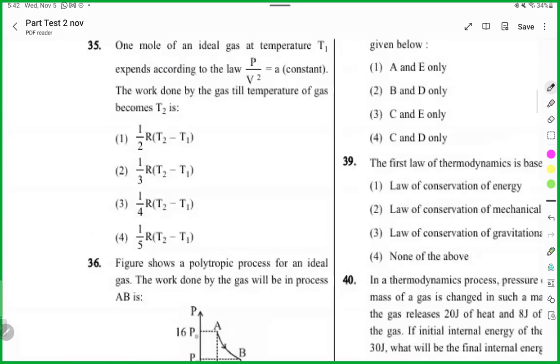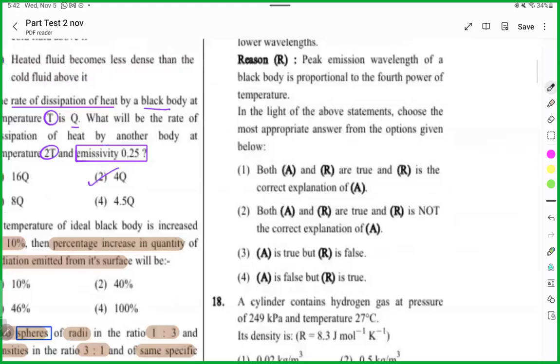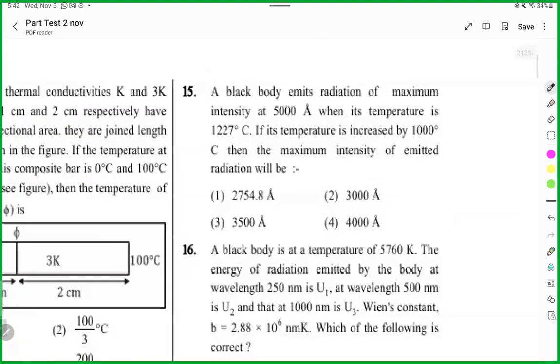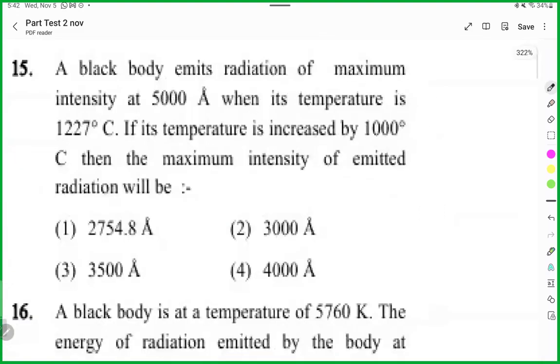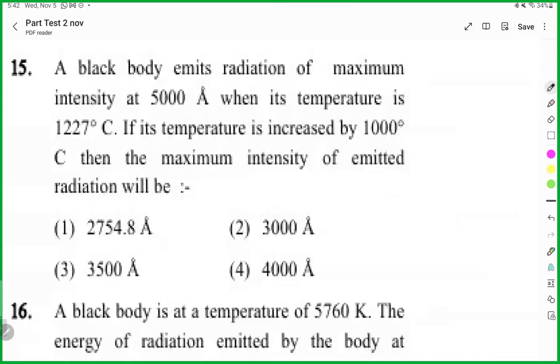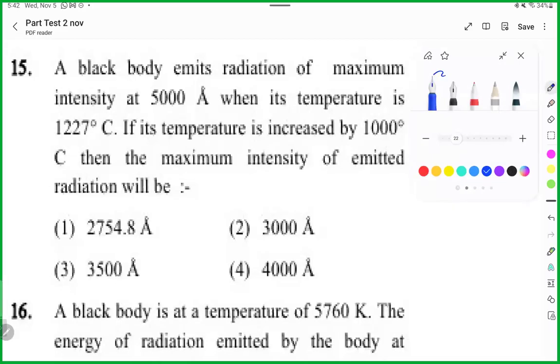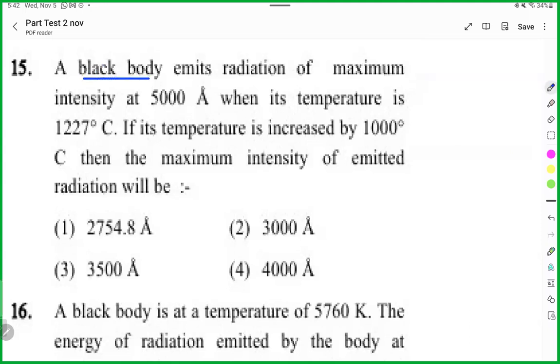Next question. Don't hesitate if you didn't understand. Just ask, sir, please explain what this is. Same question, you can make it fast. Black body. Anvita, what is the emissivity value in a black body? The emissivity value for a black body, E value, is 1.